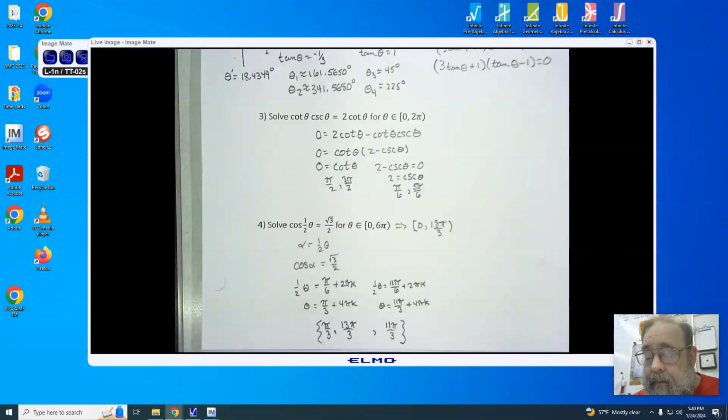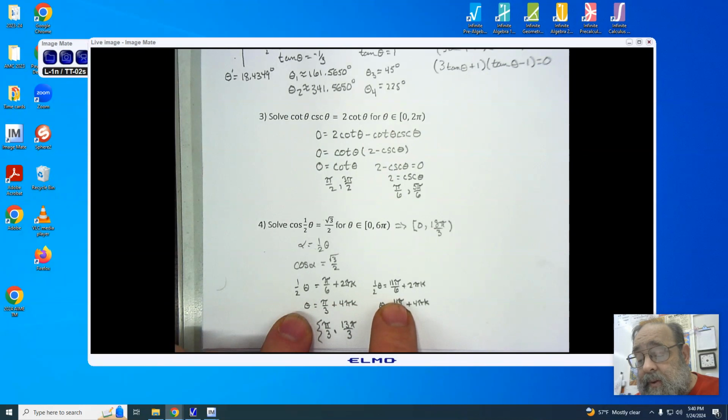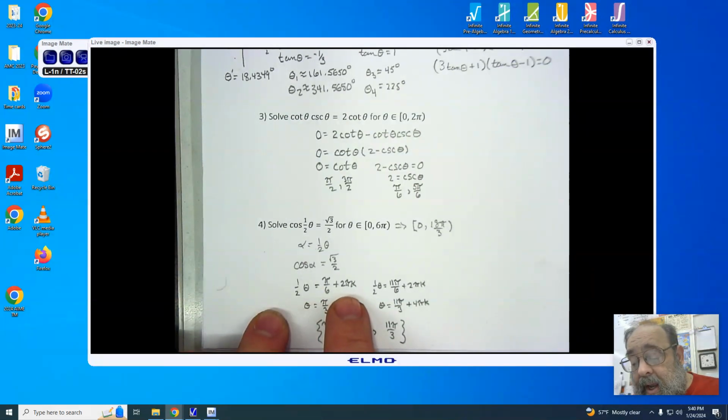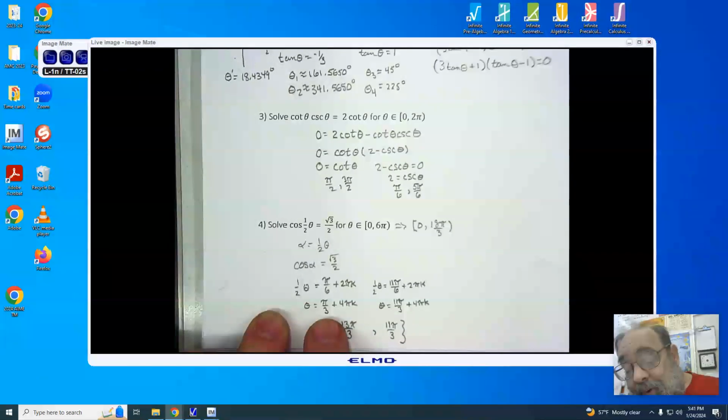Sorry for that interruption. Please keep in mind that once I find my pi over 6 and my 11 pi over 6, I'm still adding my rotations of periods, and the period for a cosine, just like a sine, a secant or cosecant, is 2 pi k. So I have 1/2 theta equals pi over 6 plus 2 pi k, and 1/2 theta equals 11 pi over 6 plus 2 pi k. When I multiply everything by 2, I get theta equals pi over 3 plus 4 pi k, and theta equals 11 pi over 3 plus 4 pi k.